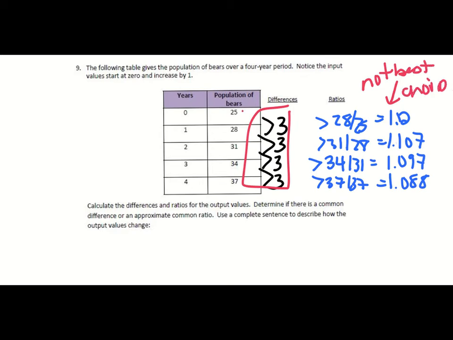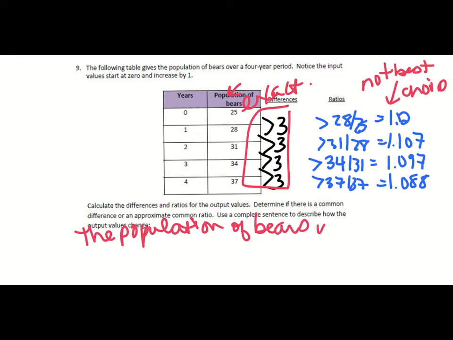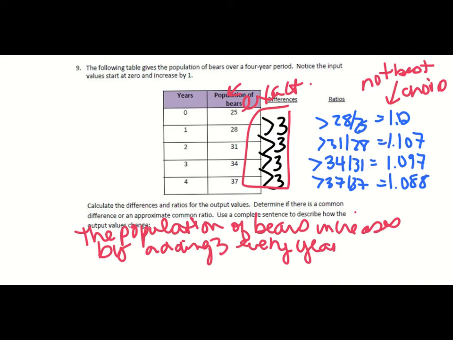This one is exact. So you're still going to basically want to say that the population of bears increases by, and since we're getting bigger, we're going from 25 to 28, by adding 3 every year, because you're adding.